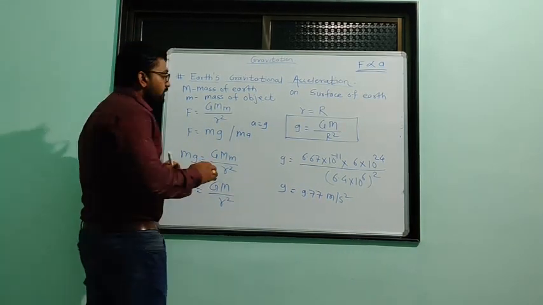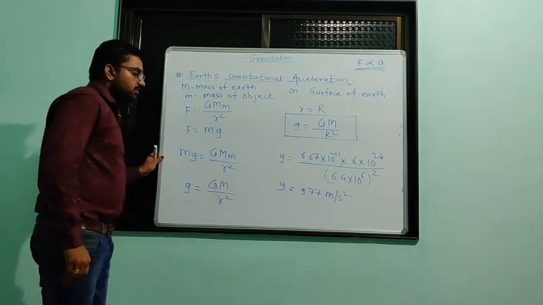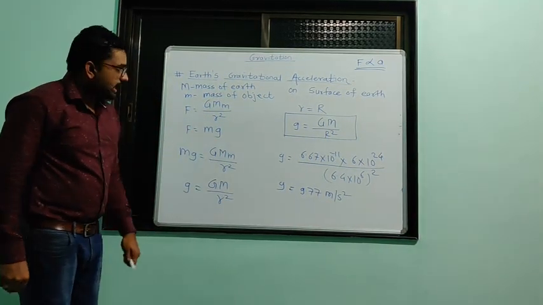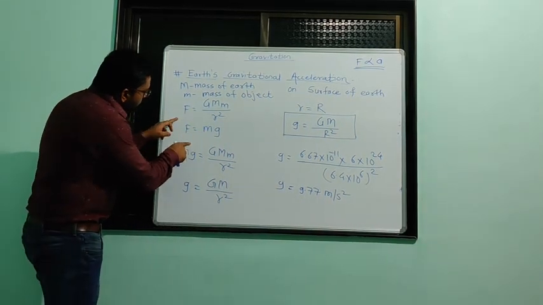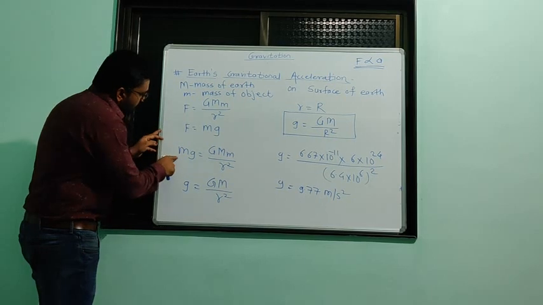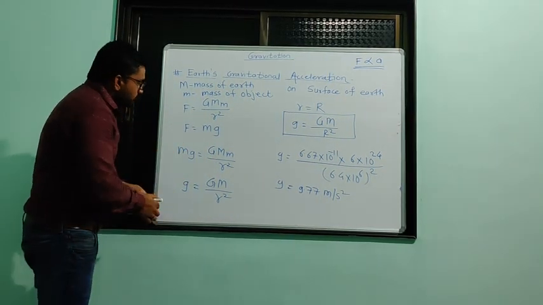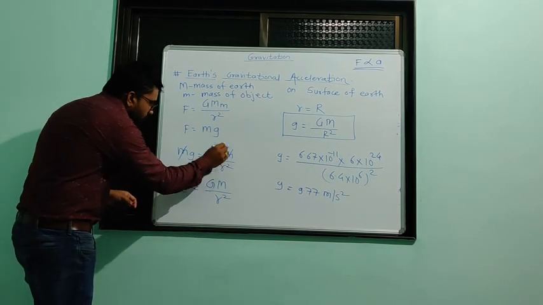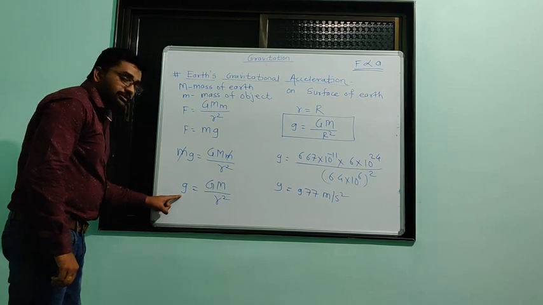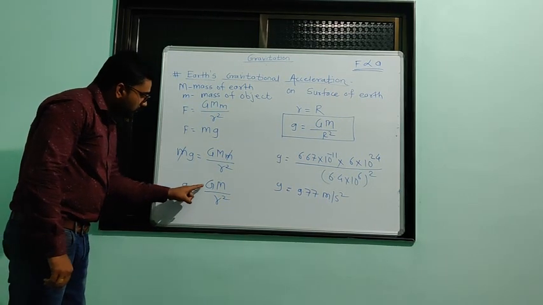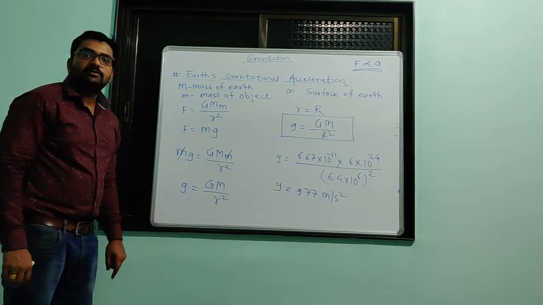So instead of ma, we write F is equal to mg. You already studied that last year. Now instead of F, we write mg, and on the right-hand side we write it as it is. So the small m gets cancelled, and the remaining is small g, which is equal to capital G capital M divided by R square.